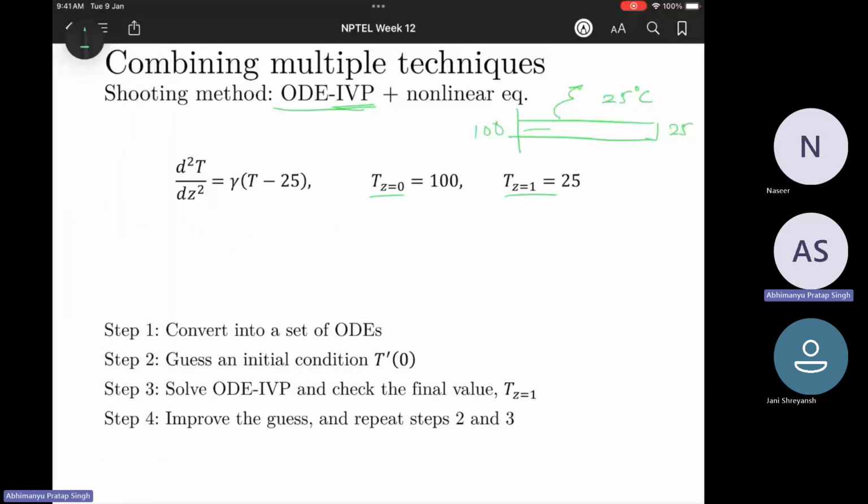The way to solve this is that what we had done was we converted the second order ODE into two first order ODEs. So the one variable we assumed, del t by del z as y, and then we get del y by del z as gamma t minus 25.